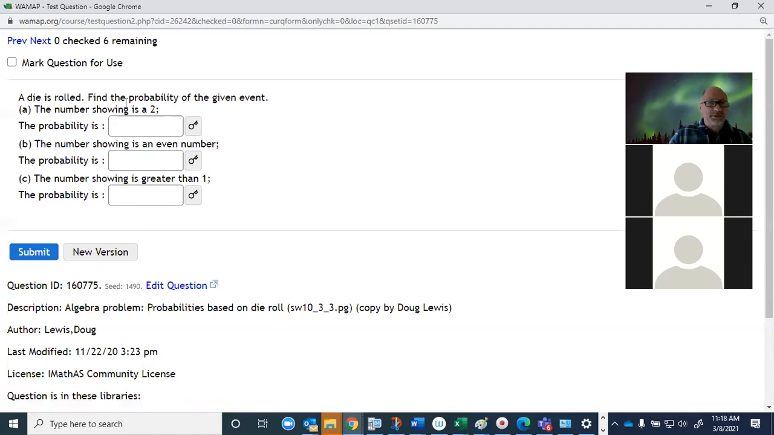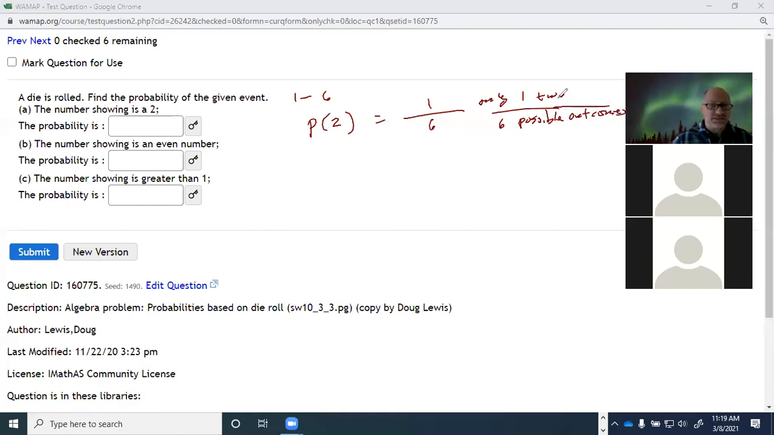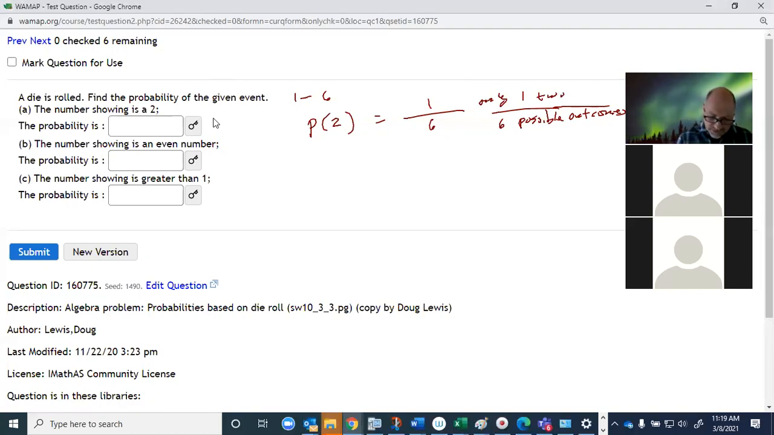So what's the probability that the number showing is a 2? Well, on a 6-sided die, the numbers are 1 through 6, and only one of them is a 2. So the probability you get a 2 on a die, there's only one number that's a 2, and there's 6 possible outcomes, right? So that should be 1/6, which we'll write as a fraction, 1/6.